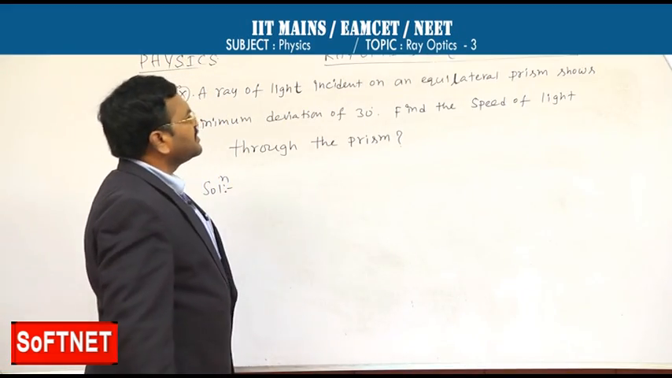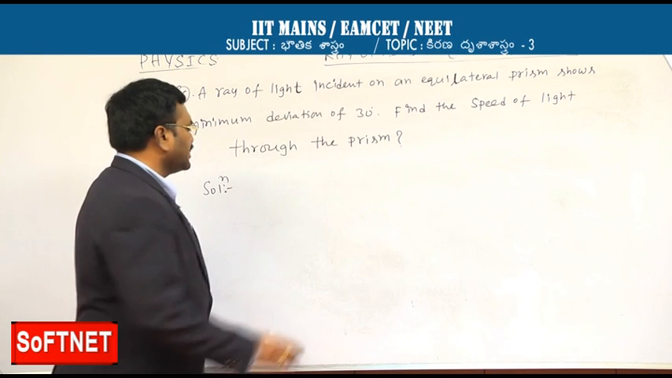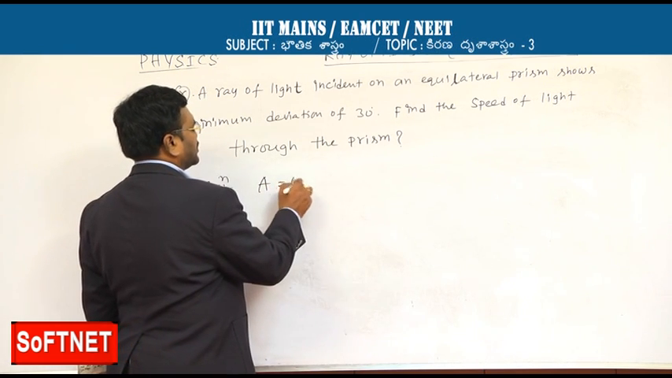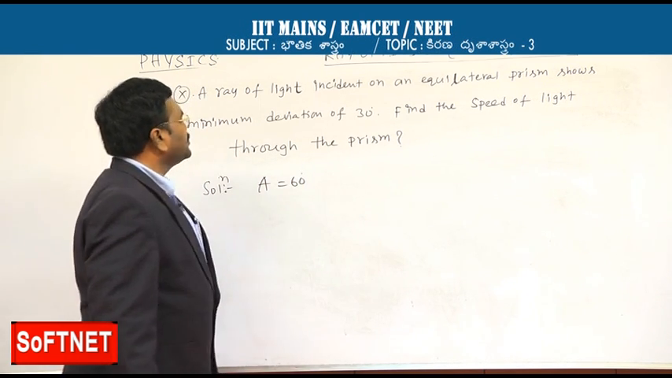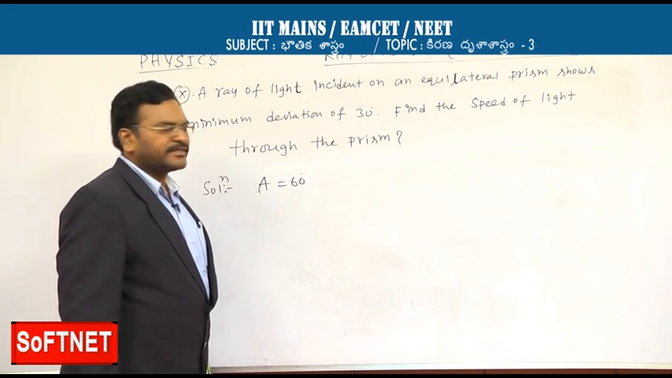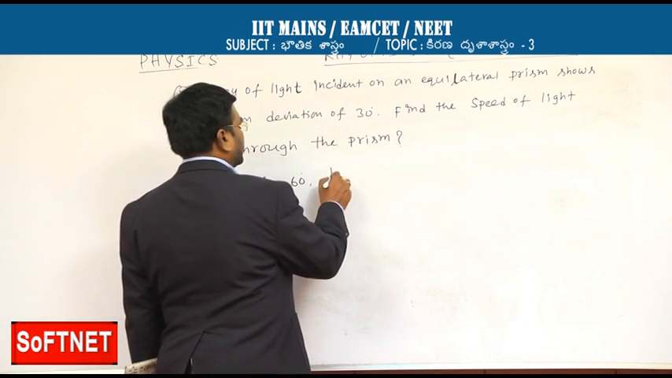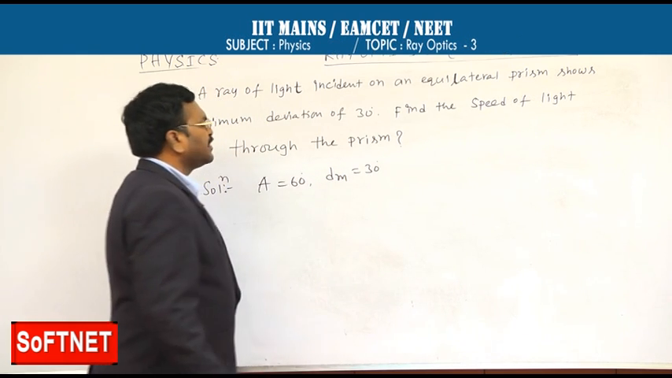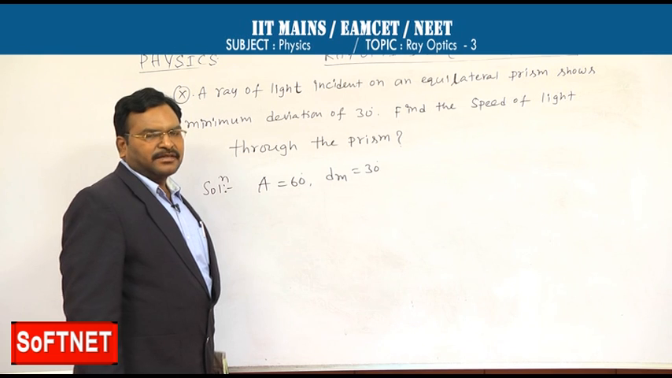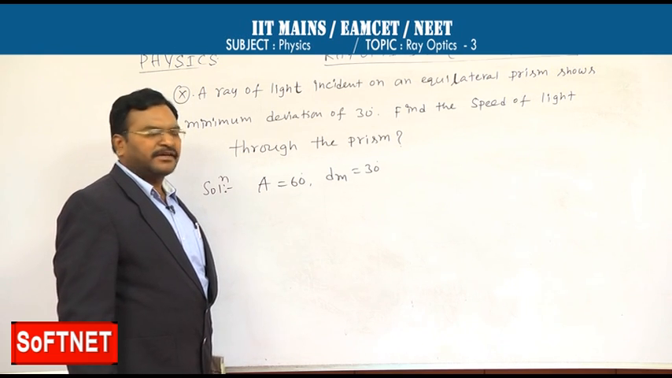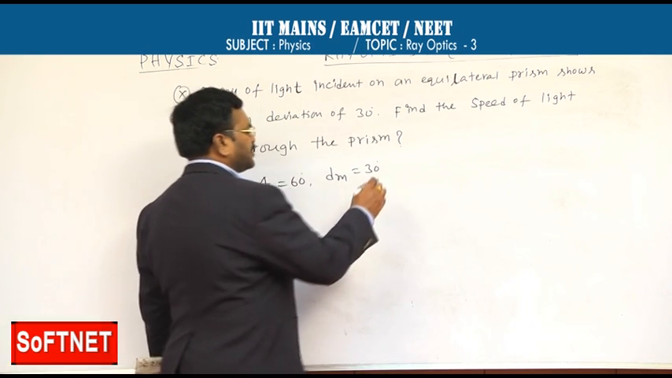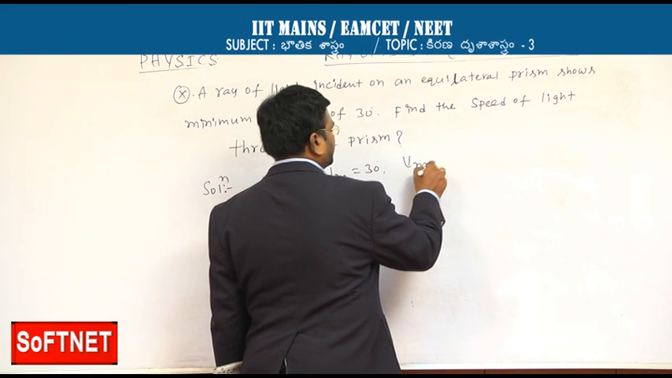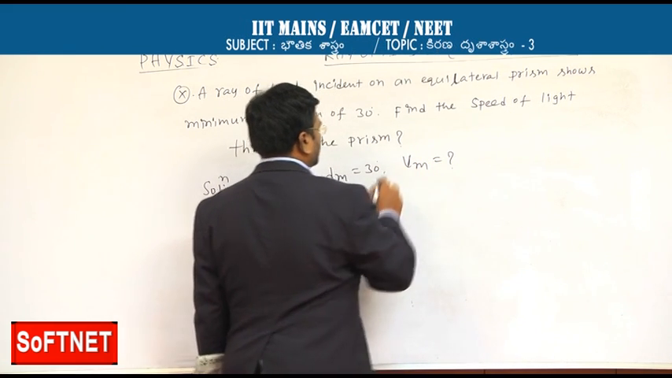A ray of light incident on an equilateral prism. The angle of the prism is 60 degrees. It shows a minimum deviation of 30 degrees. The minimum deviation, D minimum, is equal to 30 degrees. Find the speed of light through the prism. So now the prism is a glass medium. The speed of light in the prism, let it be Vm. Vm is equal to how much?